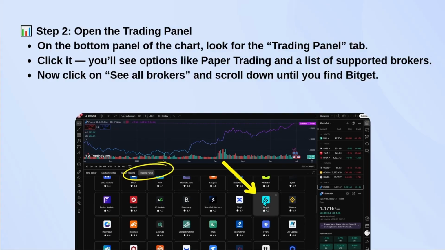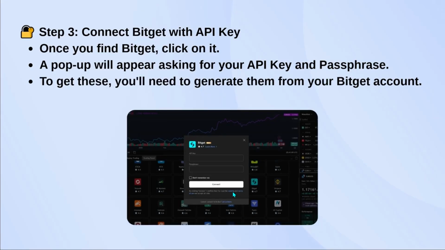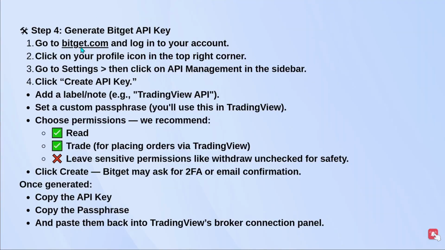Open your browser and log into Bitget. Click your profile icon in the upper corner, then go to the settings section. Inside settings, look for API management. Select it and create a new API key. Give it a clear name like TradingView API so you can remember exactly what it's used for.